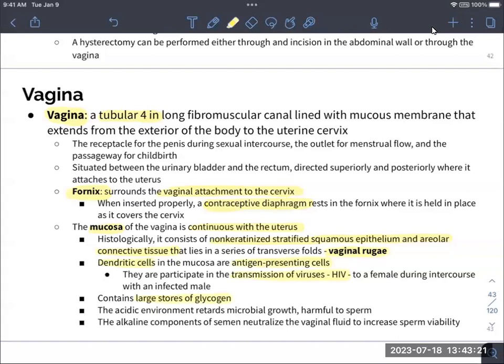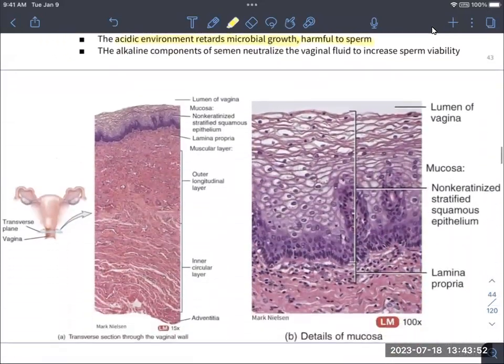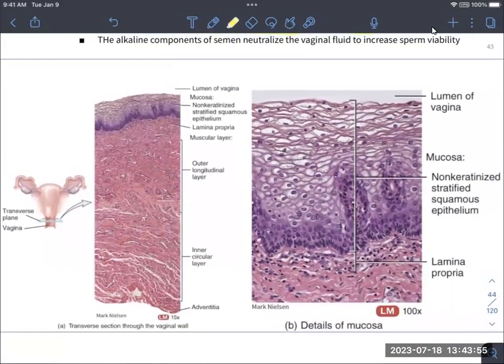There's a lot of glycogen stores in the vagina. It tends to be a pretty acidic environment because we're trying to prevent microbial growth. It's also harmful to sperm. So this is why, when we talked about the male reproductive system, the different secretions out of the male reproductive system try to neutralize the acidic environment of the female genital tract. Here we can see the non-keratinized stratified squamous epithelium that is lining most of the vagina.